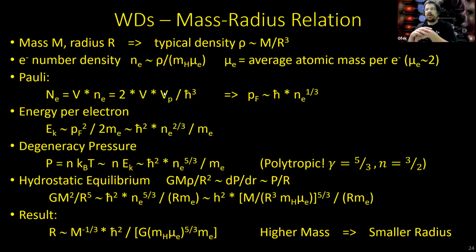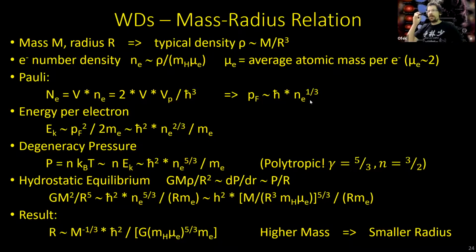What is the momentum space volume? Well, it's 4 pi over 3 Fermi momentum cubed, because that's the volume of a sphere in momentum space with radius p_F, the Fermi momentum. And I'm ignoring the 4 pi over 3. And so I get that n_e goes like p_F cubed divided by h bar cubed. So I take the cubic root of both sides, and I get that my Fermi momentum is proportional to Planck's constant h bar times the cubic root of the number density.